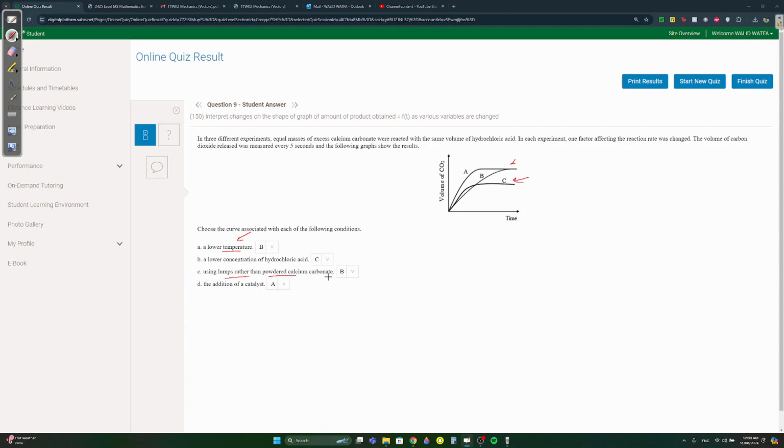Using lumps rather than powdered calcium carbonate. Instead of making it powder, we made bigger pieces. With these lumps, they have less surface area. What does that mean? It will have a lower rate, so it will be less steep. The addition of a catalyst: surely when you add the catalyst, it increases the rate of the reaction, so it will be A.